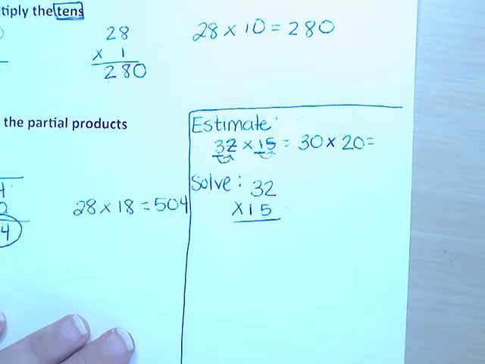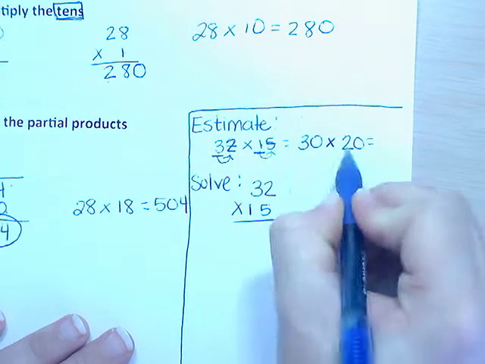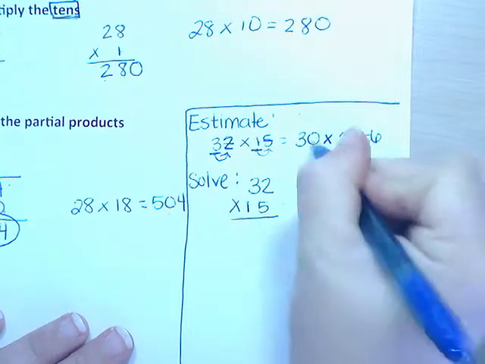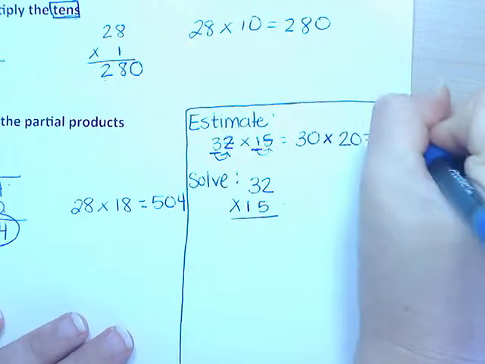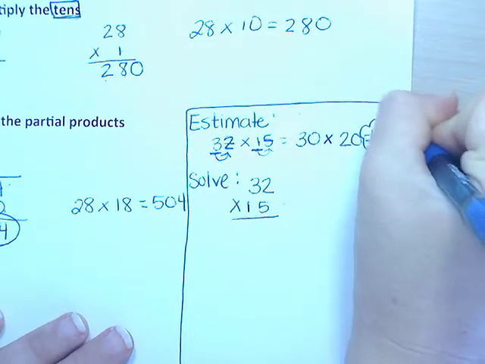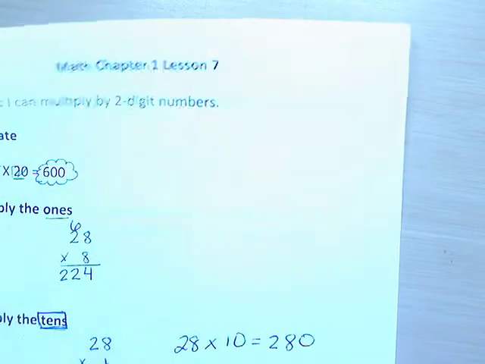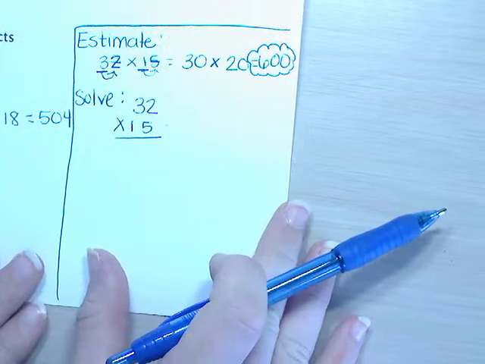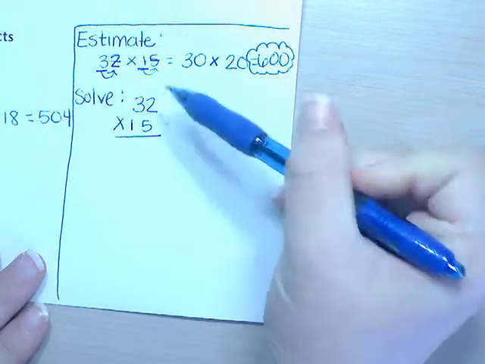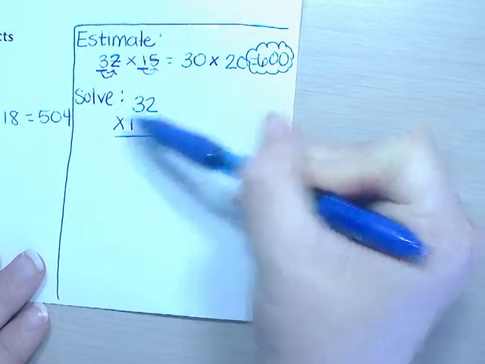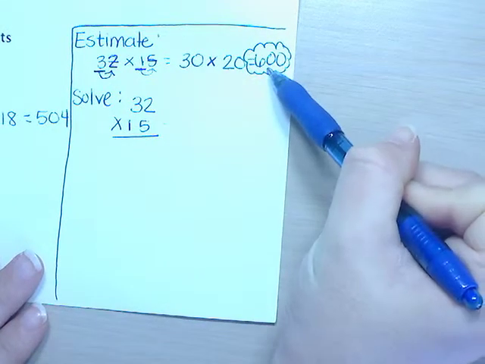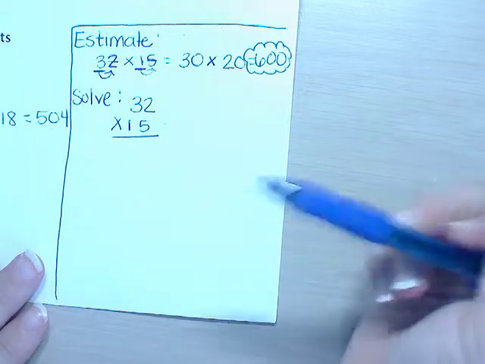Then I'm going to use some mental math. 3 times 2 is 6. And I add 2 zeros, so 600. So my estimation is 600, which is pretty interesting because our first problem, it was 600. So we have an estimation of 600, so we're saying that 32 times 15 is going to be really close to 600. Not exactly 600, but really close.